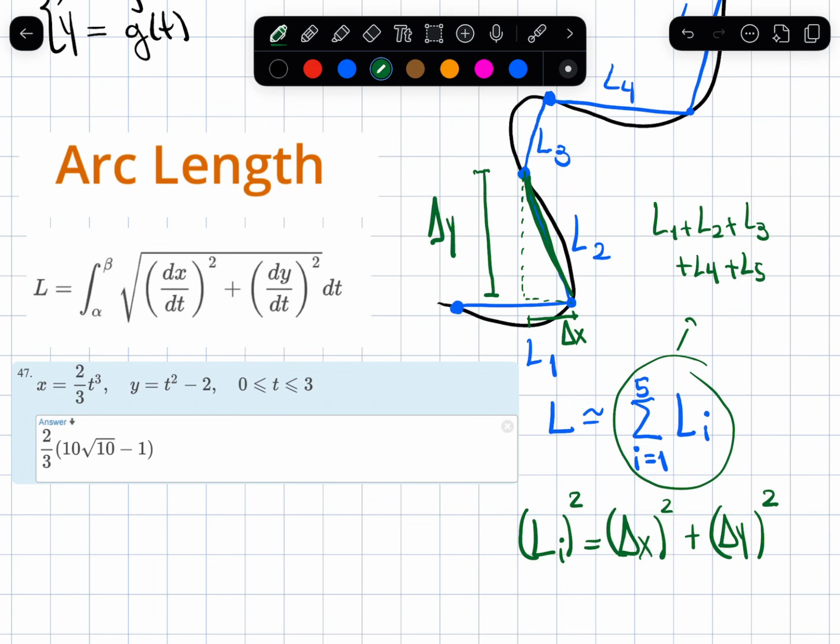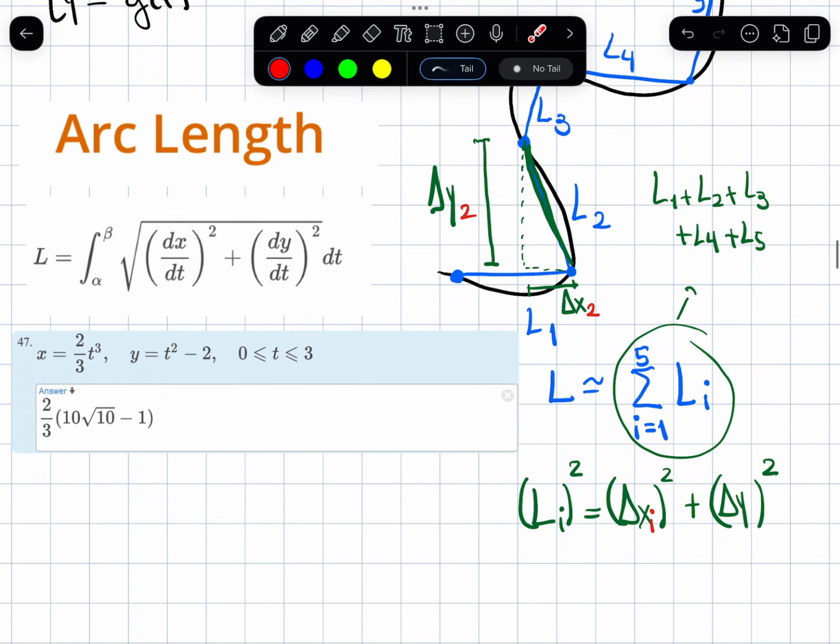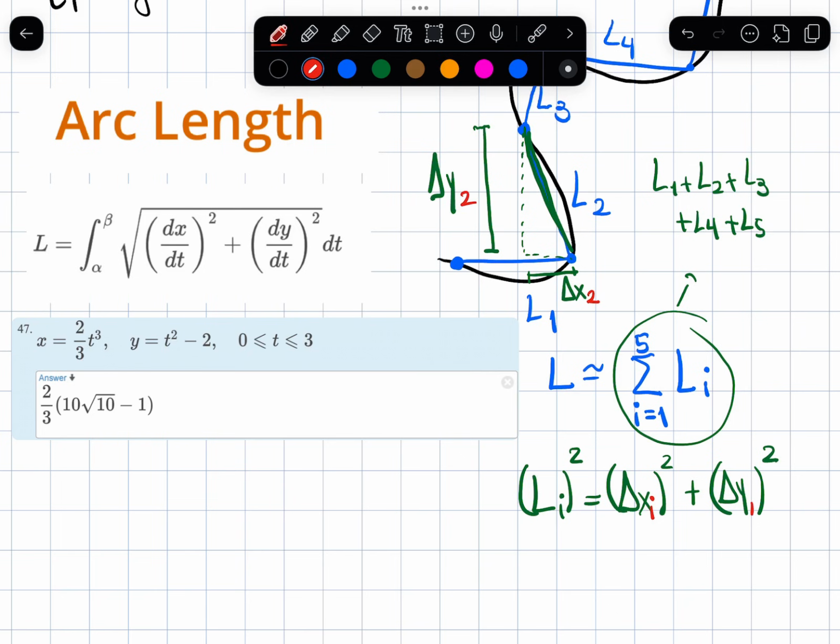So I'm also going to name this change in xi. So for L2, this is going to be change in x2, and this is going to be change in y2, because this is going to be one change in y, and then right here I'm going to have another change in y, and a different change in y, another one right here, very small change in y. So for each L, I'll have a different change in x and a different change in y that I'll add all together. So that means if I take the square root on both sides of this last equation, Li is the square root of change in xi squared plus change in yi squared.